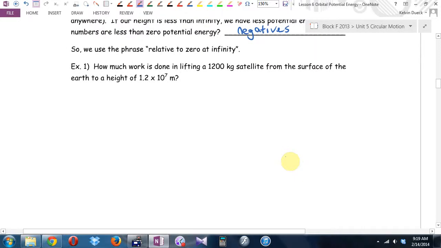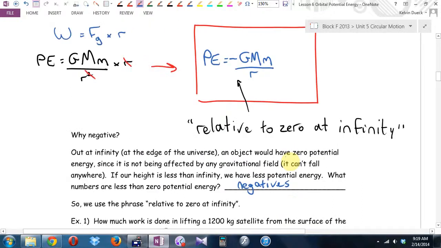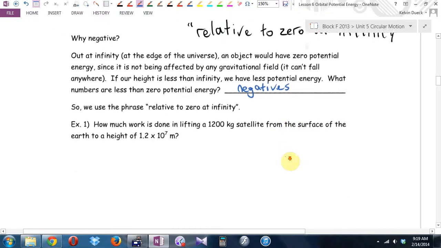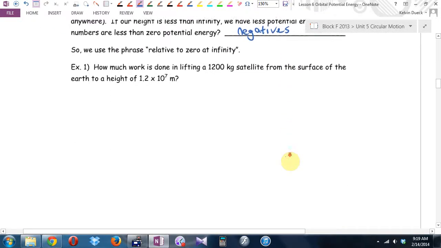Matt, can you read example 1 to me, please, my friend? How much work is done in lifting a 1,200 kilogram satellite from the surface of the Earth to a height of 1.2 times 10 to the 7 meters? Did you say how much what? What's it asking us to find? How much work? Okay.